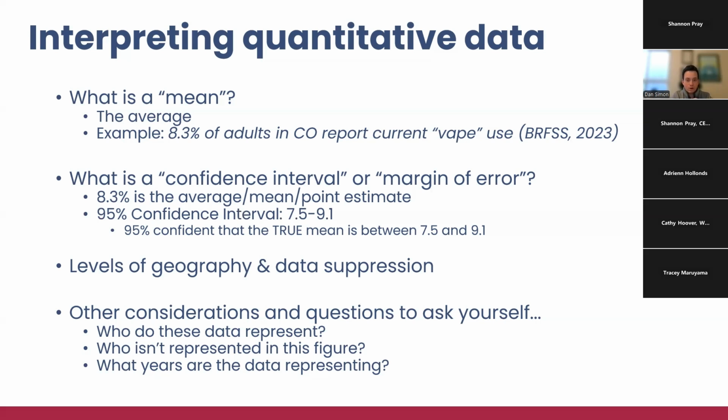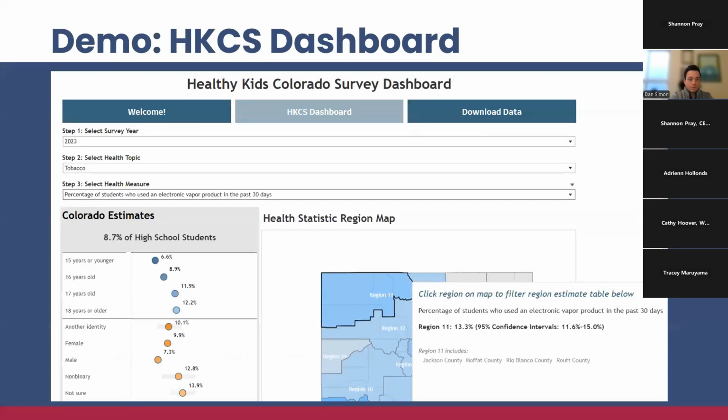And then other questions to ask yourself, more broadly: who do these data represent? Adults, children, youth, pregnant population? Who's not represented here? What years am I looking at? Is it just the most recent year? Is it a combined 5-year estimate? Just things to keep in mind as you're looking at these things. Okay, so let's go to the next slide.